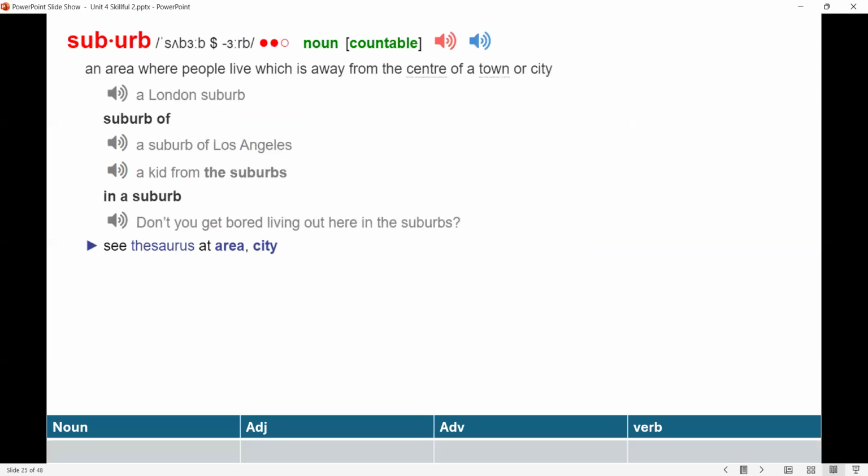Suburb. Suburb is an area where people live which is away from the center of a town or city. So suburb is not near the city center. A London suburb or a suburb of Los Angeles. A kid from the suburbs, in a suburb. Don't you get bored living out here in the suburbs?